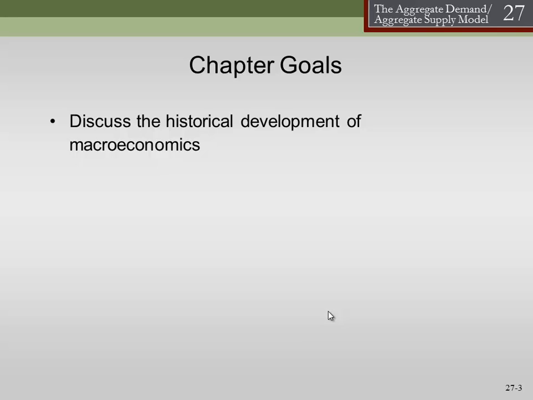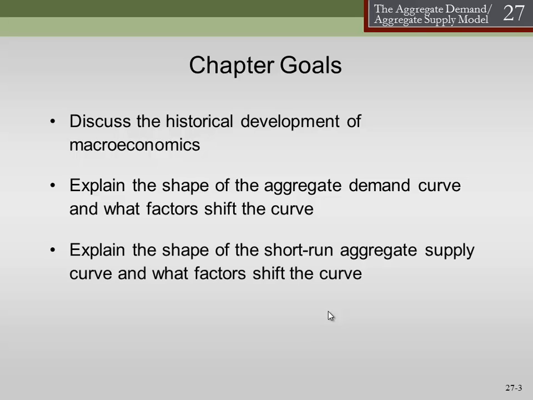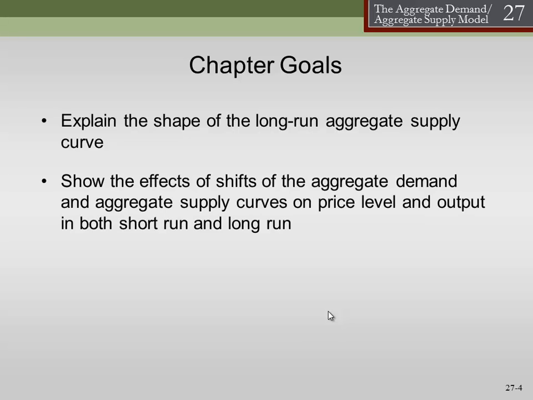So let's keep going. In this caption, we're going to discuss historical developments in macroeconomic theory. Explain the shape of the aggregate demand curve and what factors shift the curve. Explain the shape of short-run aggregate supply, what factors shift it. We're going to explain the shape of the long-run aggregate supply curve and what can shift the long-run aggregate supply. And we're going to show the effects of shifts of the aggregate demand and aggregate supply curves on price level and output, both in the short run and the long run.